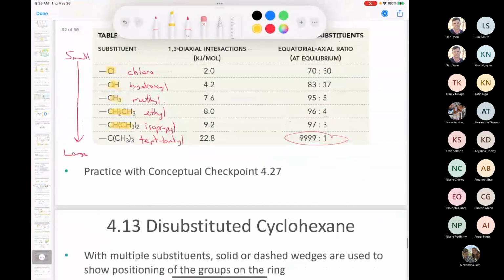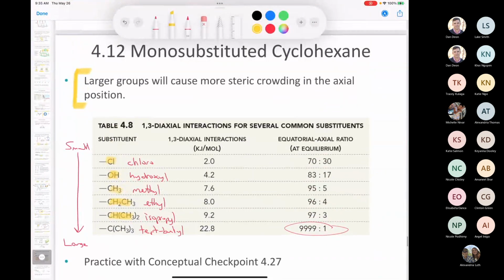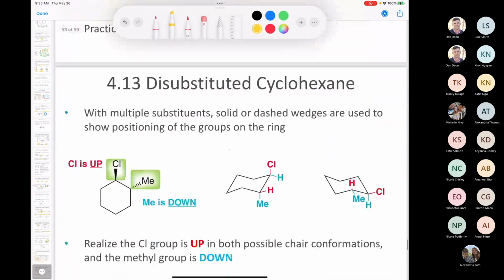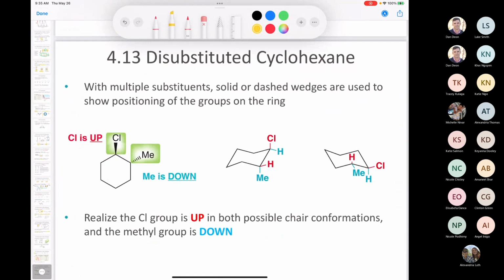Okay, we last finished looking at monosubstituted cyclohexanes, and now we're going to get into a disubstituted cyclohexane. If we have multiple substituents on our ring, we have to use wedges or dashes to let the viewer know whether a group is pointing up towards the viewer or going down away from the viewer.